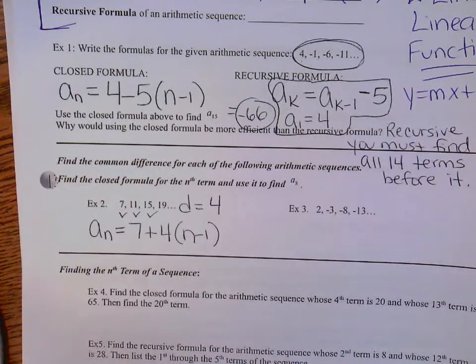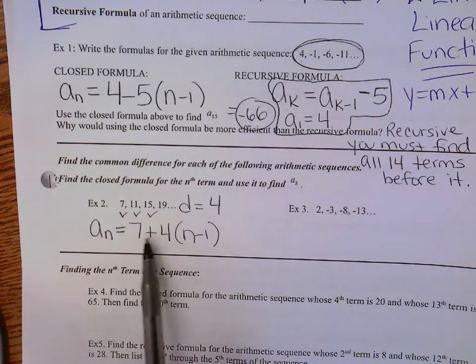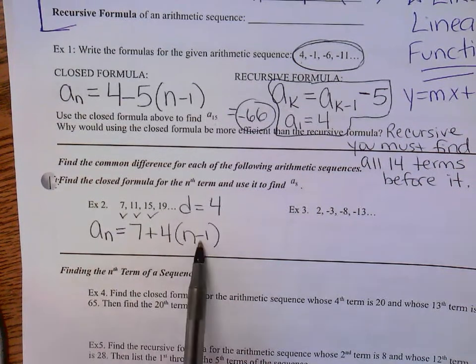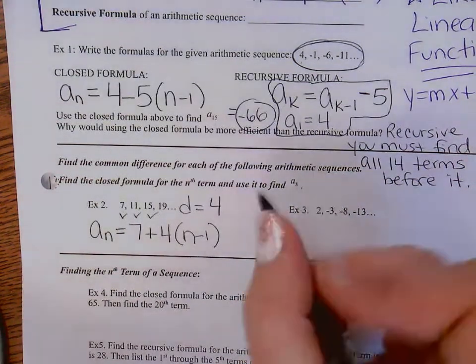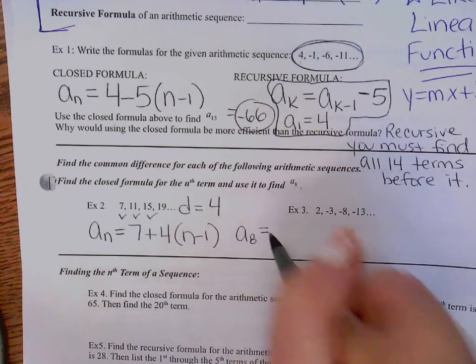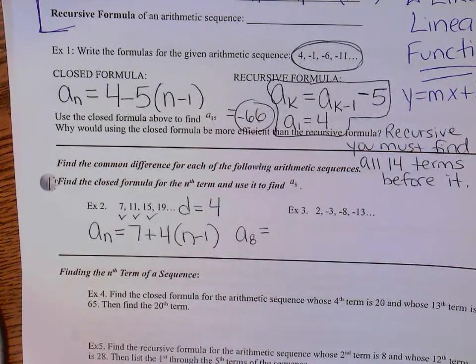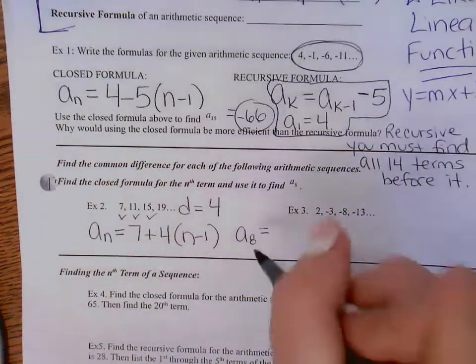So now you're going to plug in 8. So you're taking 7 and you're going to add 4 7 times. So a sub 8 would equal what? You're taking 7 and you're adding 4 7 more times. So you get 35? All right, so you do example 3.